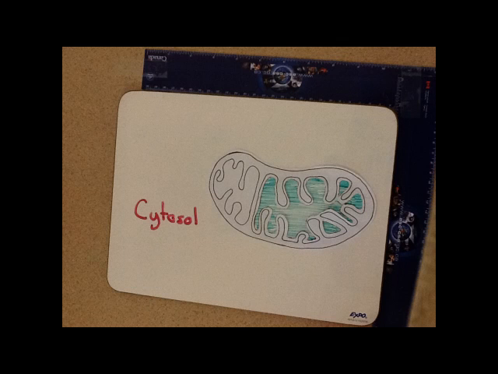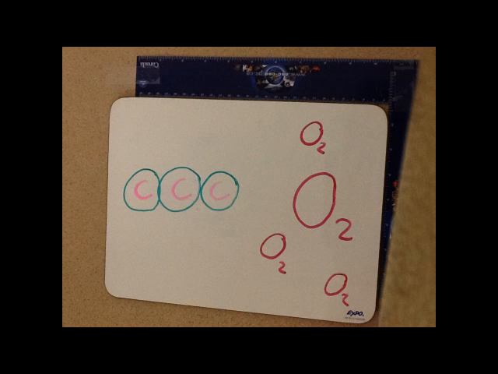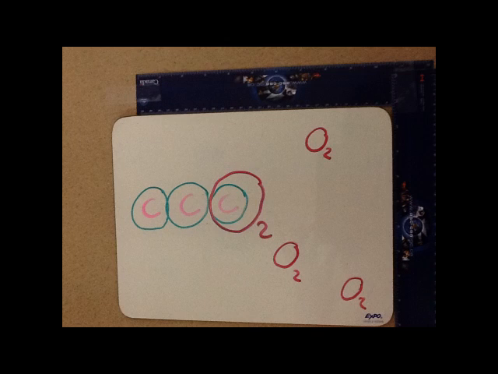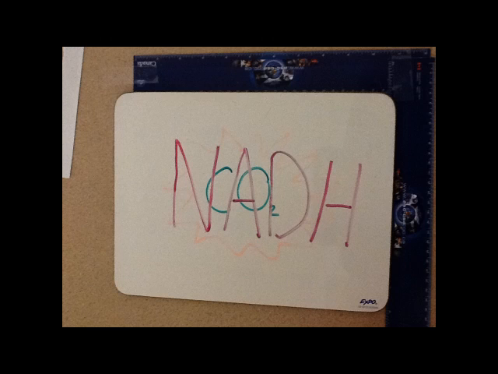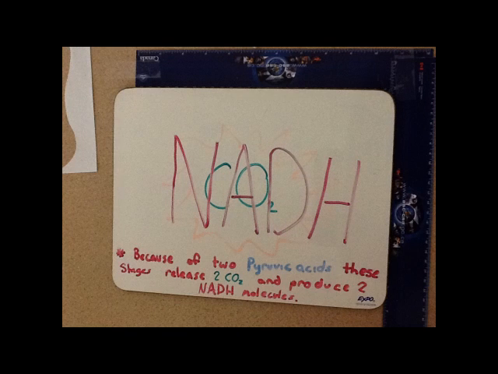But let's not forget that after stage 1, we are still in the cytosol. So how does it get into the mitochondria? The 3-carbon molecule, known as a pyruvic acid, will combine with oxygen to release CO2. In turn, this makes 1 molecule of NADH. Because of 2 pyruvic acids, these stages release 2 CO2 and produce 2 NADH molecules.